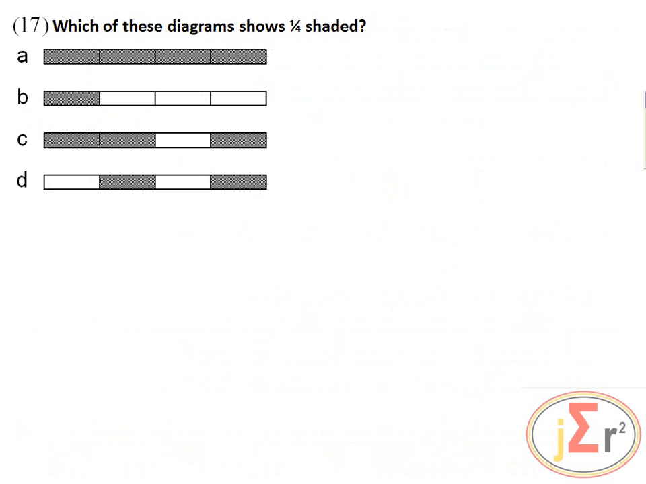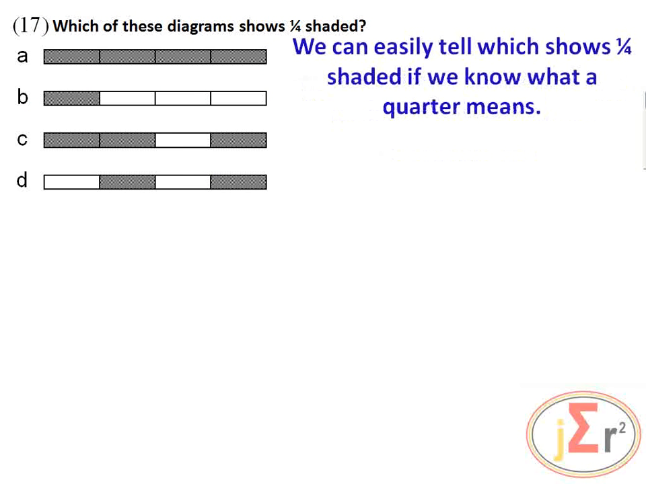Which of these diagrams shows a quarter shaded? We can easily tell which shows a quarter shaded if we know what a quarter means. What do we mean when we say a quarter? What is a quarter? That quarter, of course, is a fraction. Which one has a quarter shaded?